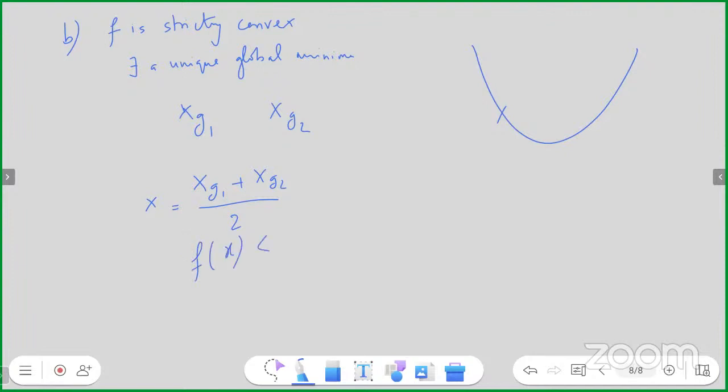Somehow I have to claim, given that these two are distinct points, that this is less than zero. Then it is true that these two are distinct. But why is it true? xg1 is in the convex set, so it belongs to X. And since f is convex, f of (xg1 plus xg2)/2 is strictly less, because of strict convexity.